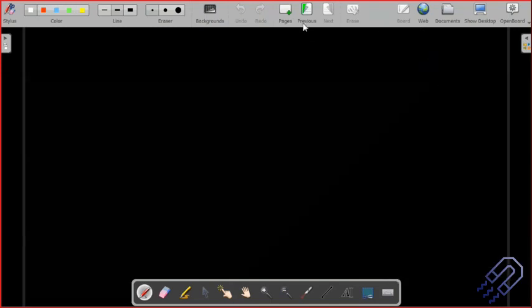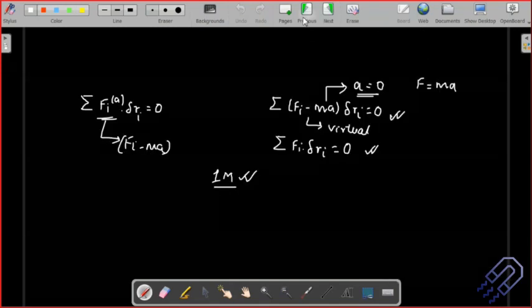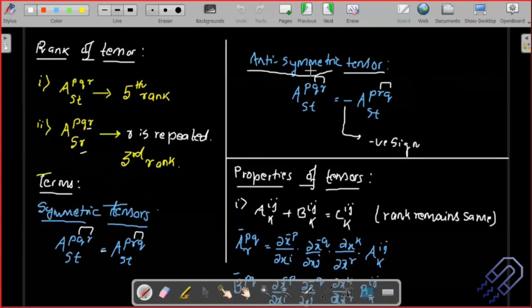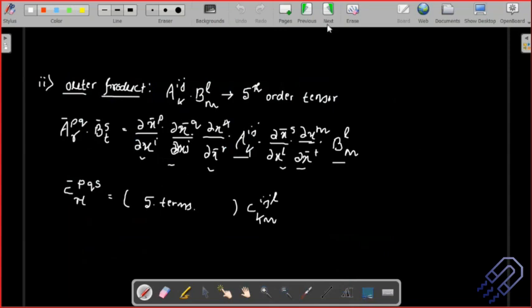If you check the screen, let me just go back to the previous lecture. In the other class I discussed two properties. The first was that the rank will remain the same if you add two tensors of, let's say, rank 3, it will remain as 3. The second property was also very simple. It is something which we call the outer product. If you have two tensors, one of rank 3 and one of rank 2, and you multiply them, you'll get a new tensor of order 5. This is called outer product.